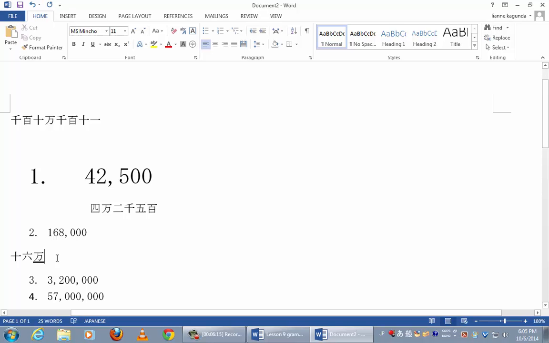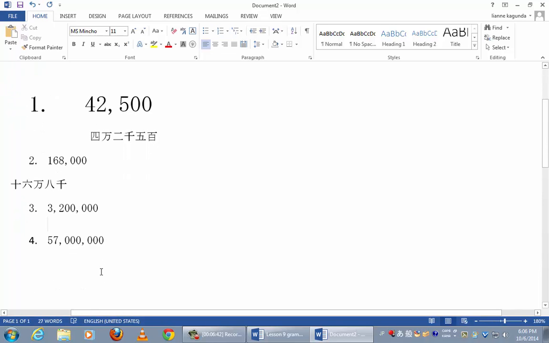Instead of pronouncing it hachisen, does anybody know how we pronounce it? Hassen, yeah. And even when you're typing, hassen, like that, will get you the right kanji. Okay, hassen. And then do we need to say anything else beyond that? Nope, that's it, right? That's it for that one.